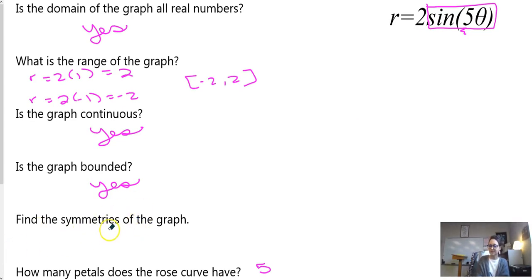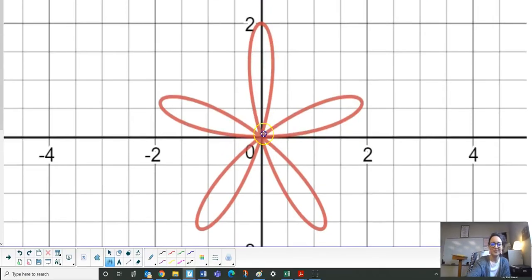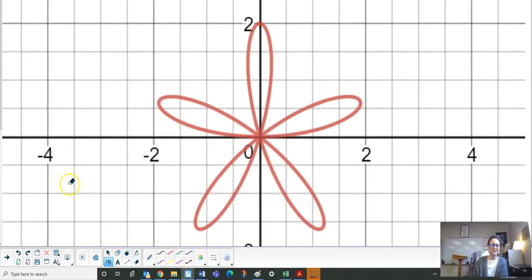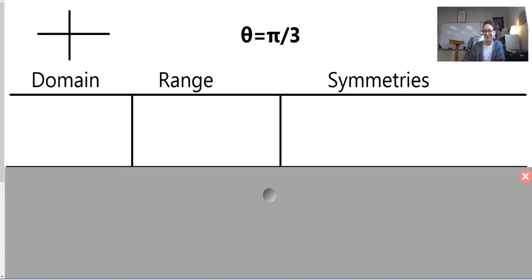Now, if we're thinking about symmetries, I'm going to show you the graph in just a moment, but what's your hunch? What would you say that this is symmetric with respect to? I would say theta equals pi over 2 because you're dealing with sine, right? Let's double check the graph to make sure. Yes, here we go. We are indeed symmetric with respect to that line theta equals pi over 2, and that's again our only symmetry. All right, let's just do a couple more to wrap up here.